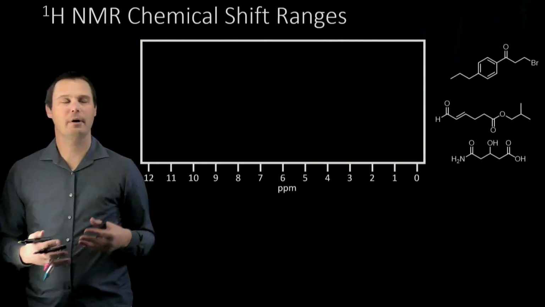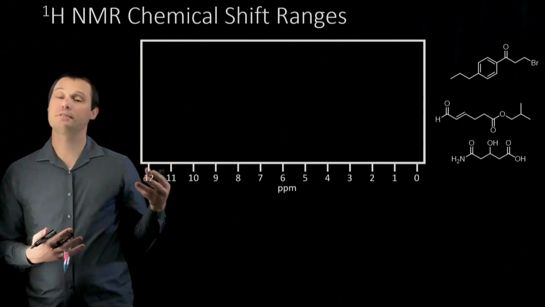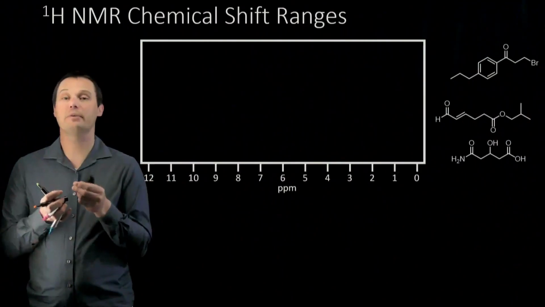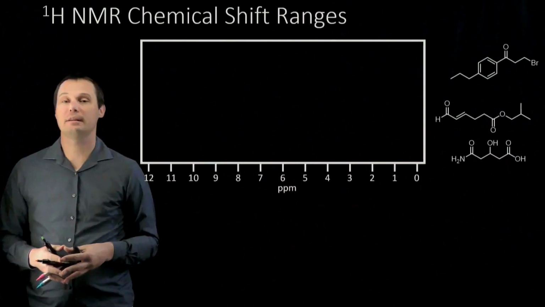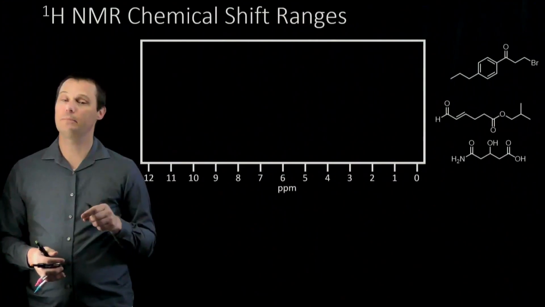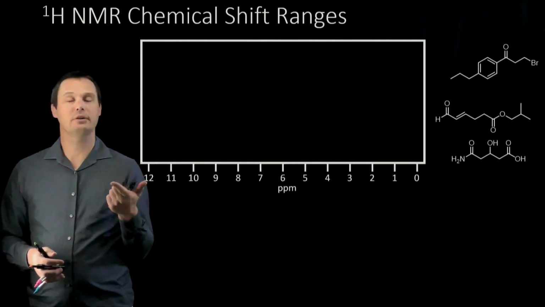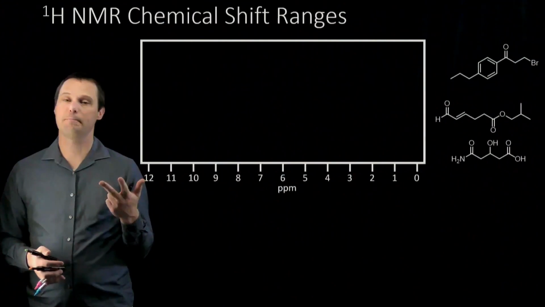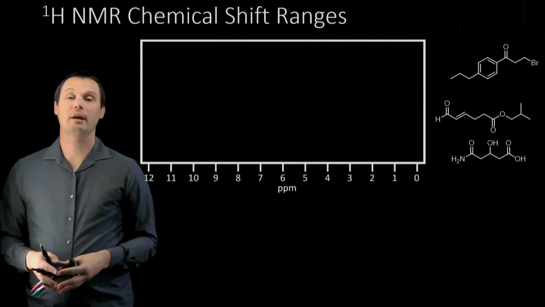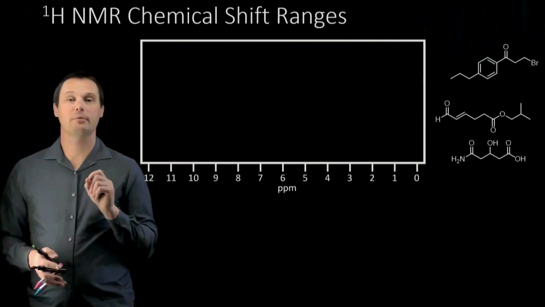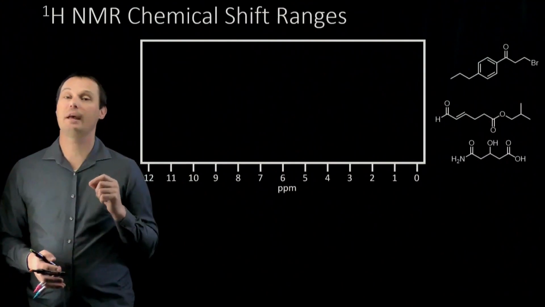An NMR is made up of one or more signals, and each signal has one or more peaks within that signal. Every time you analyze an NMR, you have to look at every single signal, and you have to look at its chemical shift, its integration, and its splitting pattern, or its multiplicity. This video will talk about the NMR chemical shift patterns you have to know. I'll have separate videos linked down below on multiplicity and on integration.